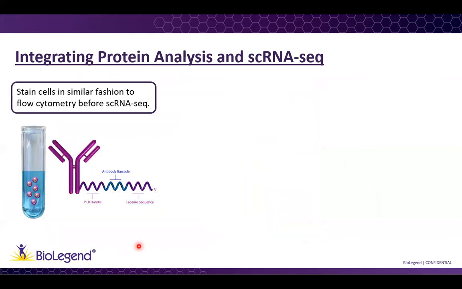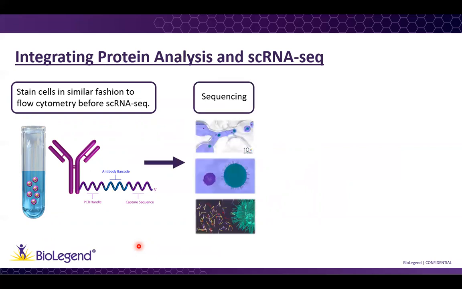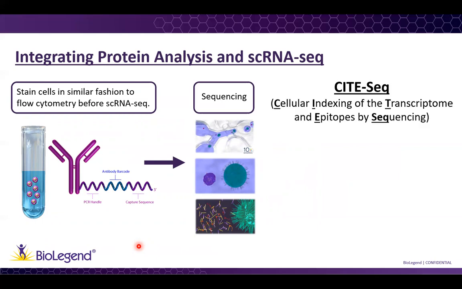Let me tell you that having both protein and transcriptome data from the same individual cells is possible, and that it only requires staining the cells in similar fashion to flow cytometry before moving into sequencing. A recent publication out of the New York Genome Center used antibodies coupled with oligonucleotides in a method that they call cellular indexing of transcriptomes and epitopes by sequencing, or CiteSeq. This method combines highly multiplex protein marker detection with transcriptome profiling for thousands of single cells.